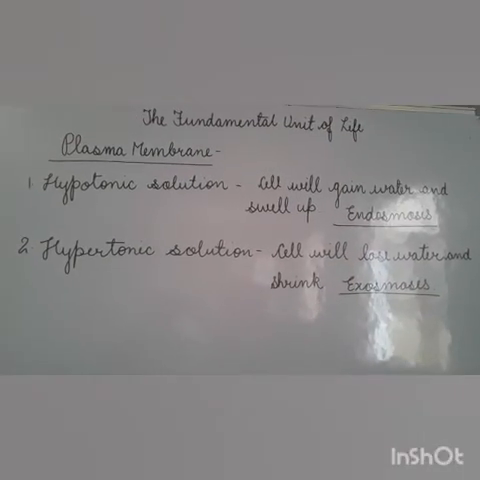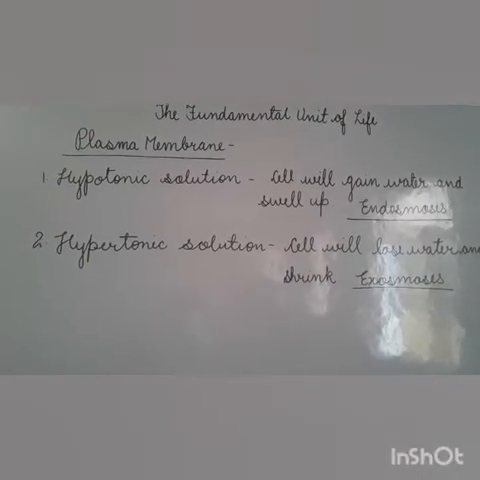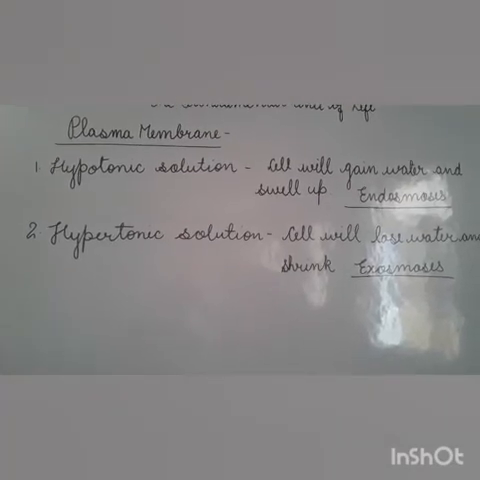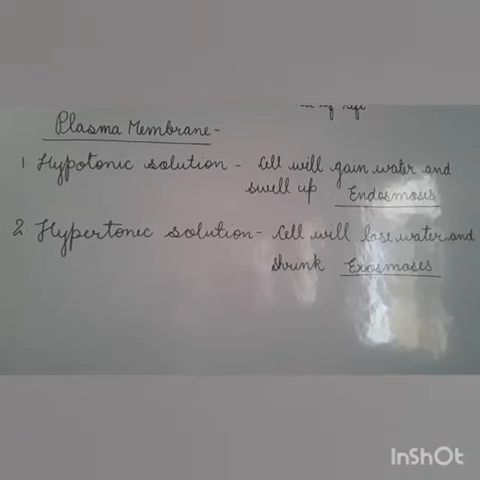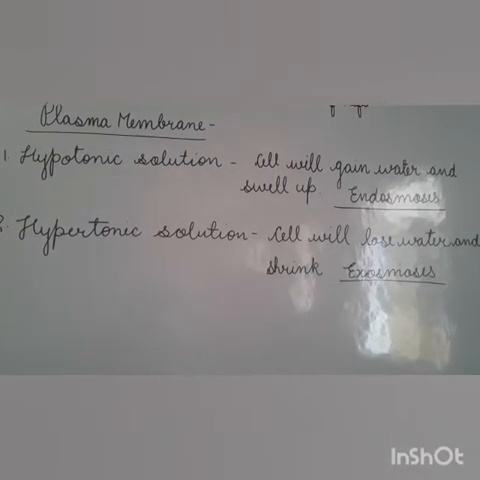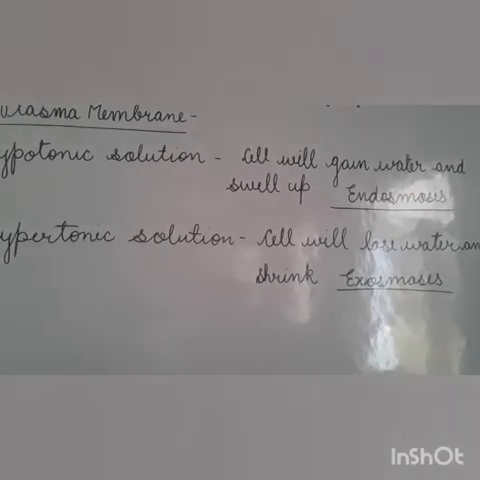Hello everyone, in our previous video we learnt about the plasma membrane, and today we will learn some more properties of the plasma membrane and about the cell wall. So in a hypotonic solution, when we keep a plant cell or an animal cell, it will gain water and the cell will swell up. This process is called endosmosis.